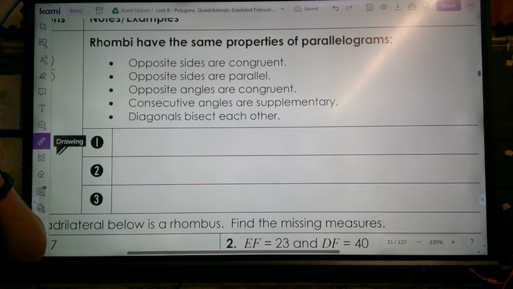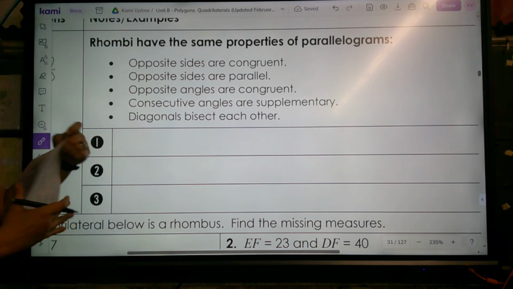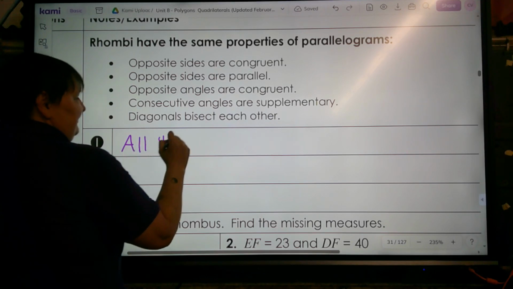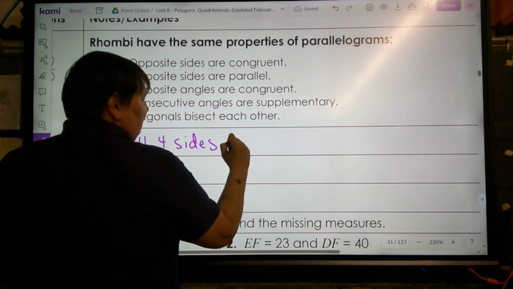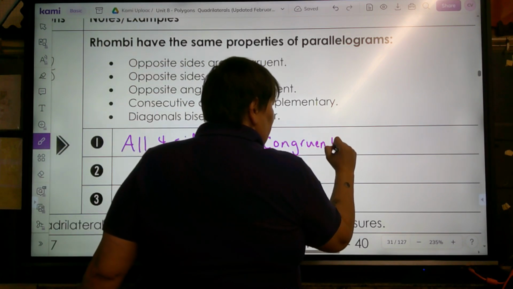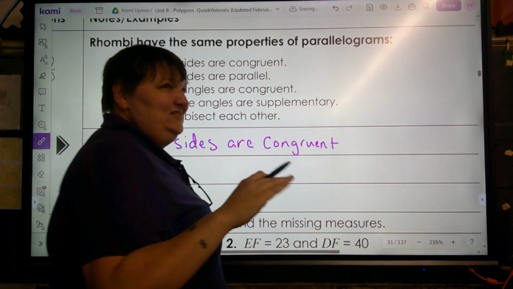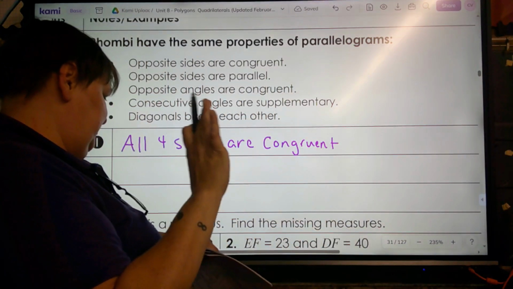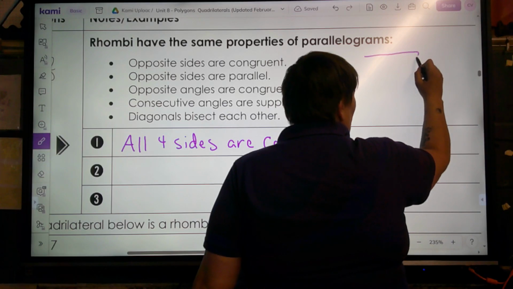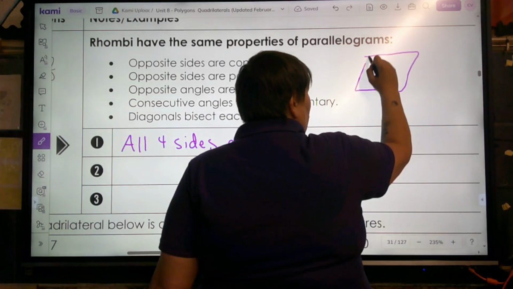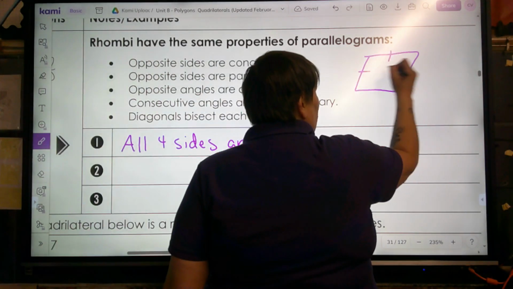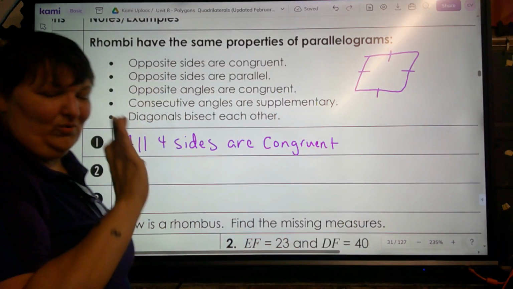The first of those is that all four sides are congruent. All four sides are equal. Congruent. So, a rhombus is kind of an off-center square, right? So it's a square that's been knocked over a little bit, right? But all four sides are congruent because technically it's still a square, it's just off-center.